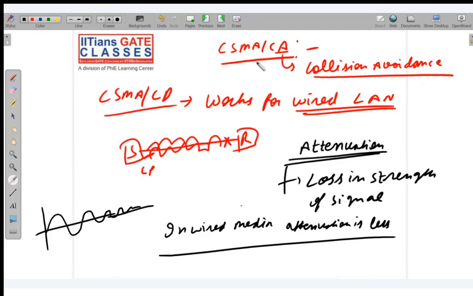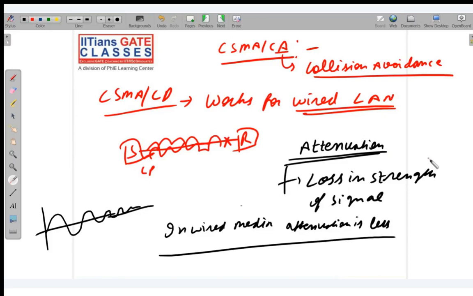CSMA CD is used in wired networks because the received signal has almost the same strength as the sent signal. The receiver has received the signal with the same strength with which it was sent. So sent and received signal both have almost the same strength. That means attenuation is very less.